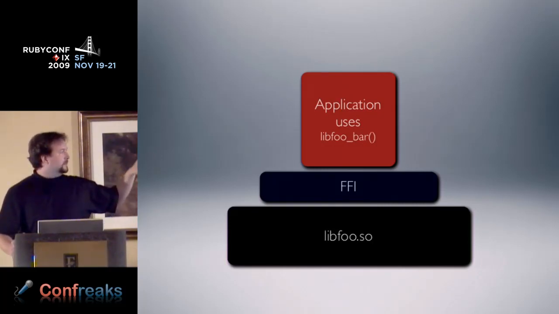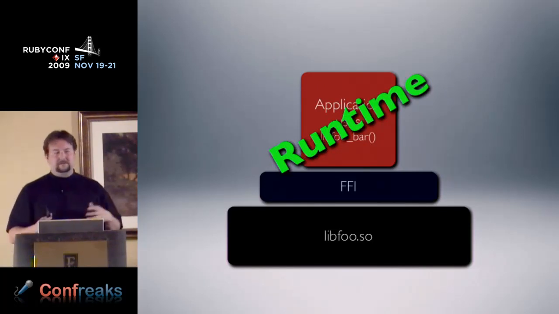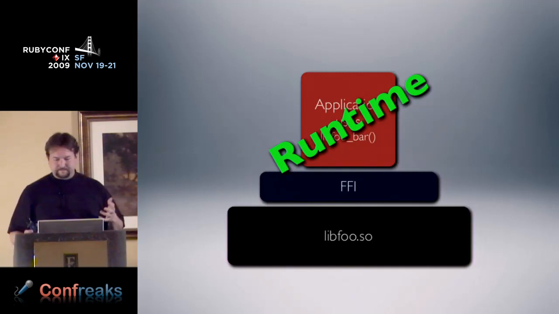But the benefit of using FFI here is that normally when you're compiling, your program needs to link against the library as that final stage and the final linkage. With FFI, your program links against libffi. And then when you run, FFI searches out the library and the function based upon runtime information. So instead of that final linkage stage, it actually happens all at runtime.